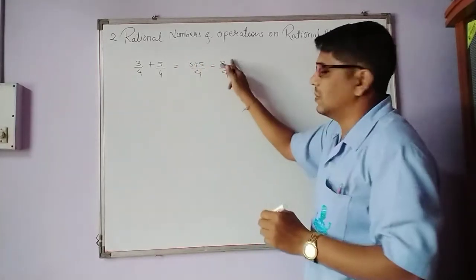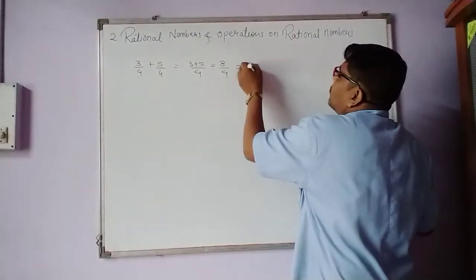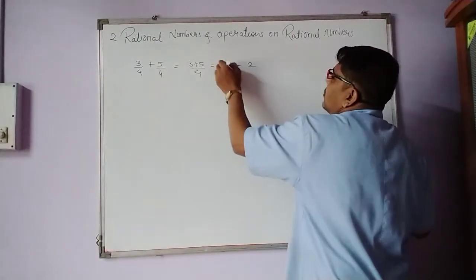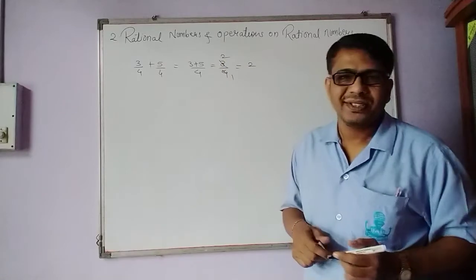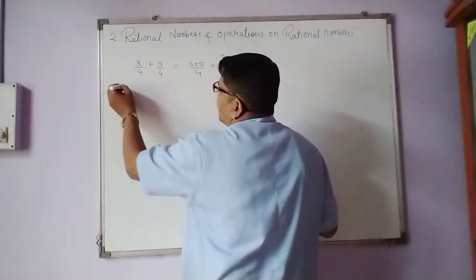Now this is reducible. You can reduce it. Okay, that is what scholarship requires. So 4 ones are 4, 4 twos are 8. So the answer is 2.